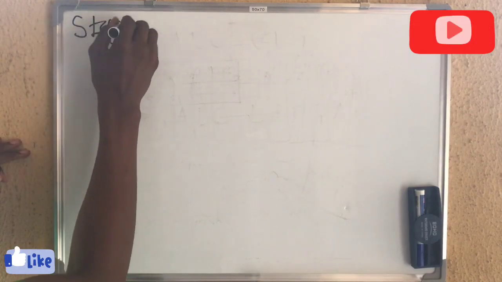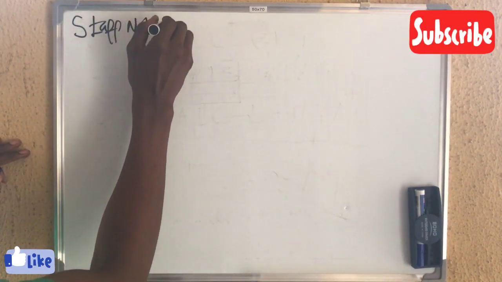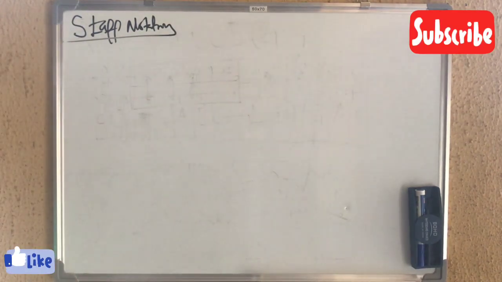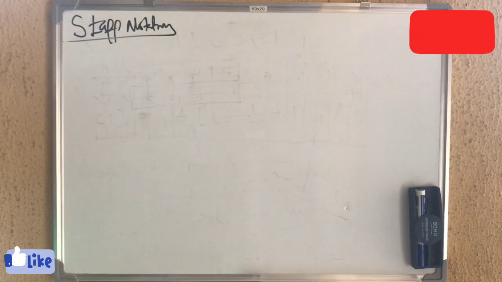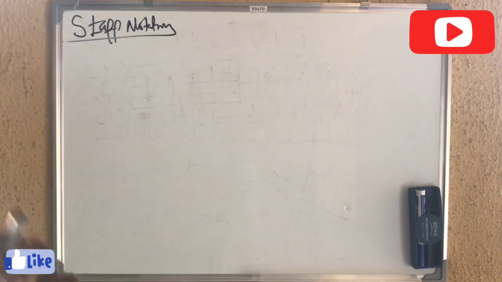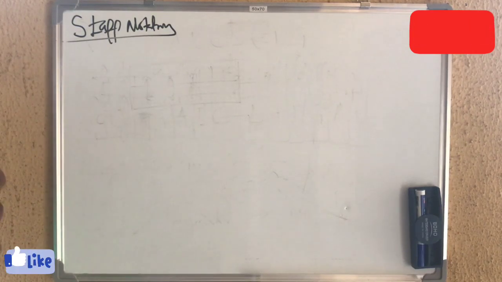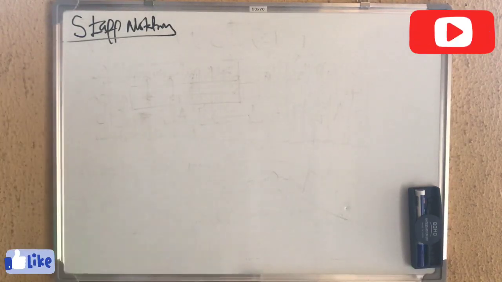Staff notation. When we hear about the staff notation, the first thing that comes into our mind is five lines and spaces using symbols to represent music. This kind of music is not where you come and think of what to play, but music is represented with the use of symbols.